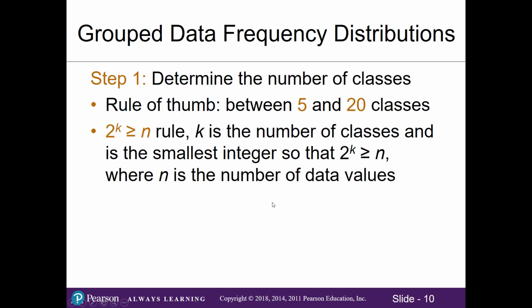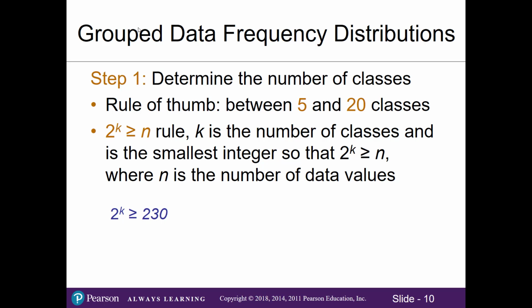So to determine the number of classes, a good rule of thumb is that we want it to be somewhere between 5 and 20 classes. And we use this rule of 2^k should be greater than n, where k is the number of classes that we're going to use, and it should be the smallest number possible where 2^k will be greater than our n, and n is our number of data values or observations. So recall in that example with the movies, 230 was the total, so we'll have 2^k must be greater or equal to 230. Here you're actually going to use trial and error.